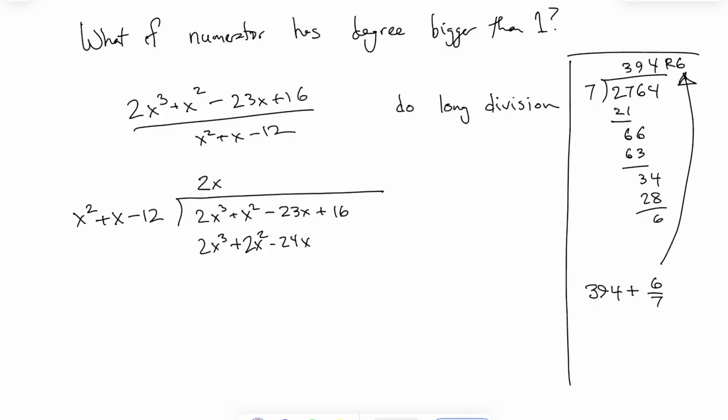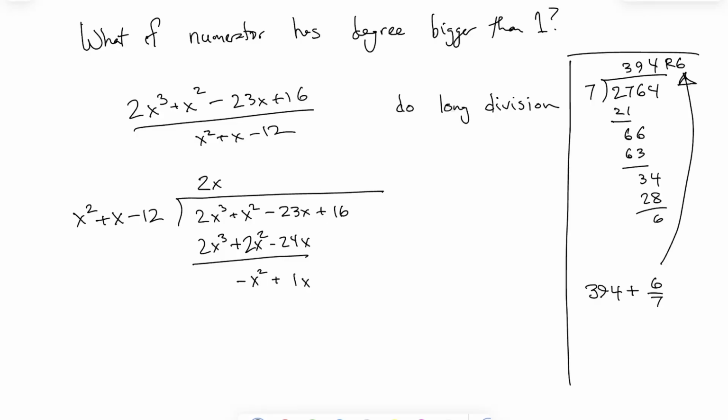All right? And now we put a little line here and subtract term by term. 2x cubed minus 2x cubed, they go away. That's 0, as it should be. X squared minus 2x squared is negative x squared. And then negative 23x minus negative 24x is positive 1x. All right, this can be a little confusing with the signs of everything, but I'm subtracting the top one minus the second one. All right?